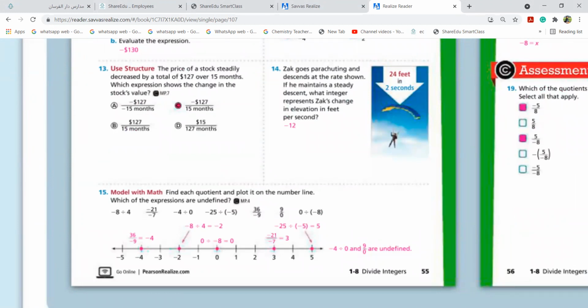The price of stock steadily decrease. What does decrease mean? Negative 127. Okay, and then over 15 months. Over 15. So what is your answer? C. Negative 127 over 15.